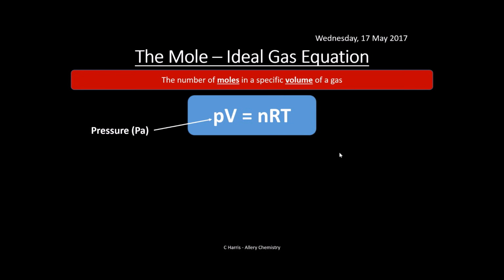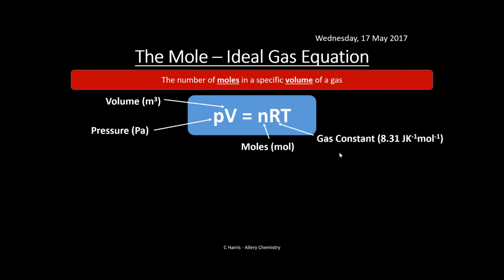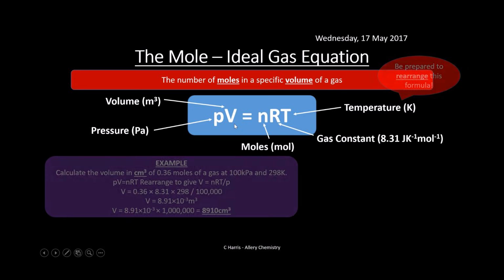P is pressure in pascals, and now these are standard units, so you must use these units. Volume is in meters cubed. n is the number of moles. R is a gas constant, 8.31 joules per Kelvin per mole. And T is temperature, again measured in Kelvin. Make sure it's in Kelvin. You must use these standard units. If they've given you units other than this, you need to convert to these units.